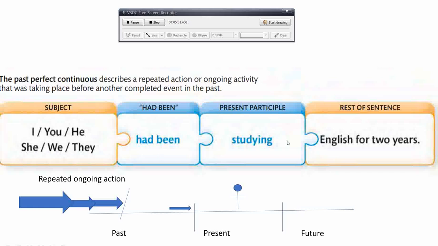You had been studying English for 2 years. He had been studying English for 2 years. She had been studying English for 2 years. We had been studying English for 2 years. They had been studying English for 2 years. This is the sentence structure, and this is how the tense is built for past perfect continuous tense. I hope that this sentence structure was clear to you and you have understood with reference to the timeline that is mentioned at the bottom.